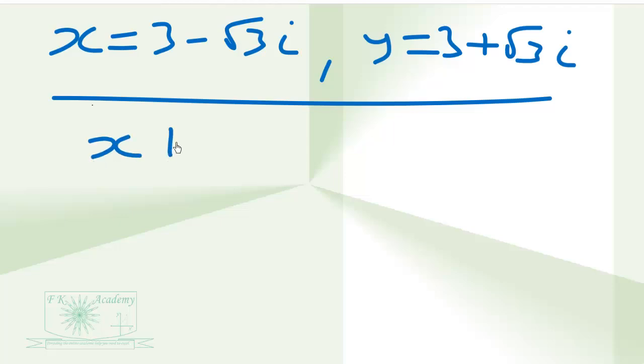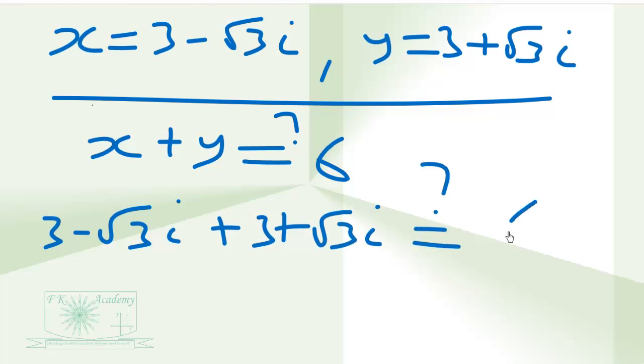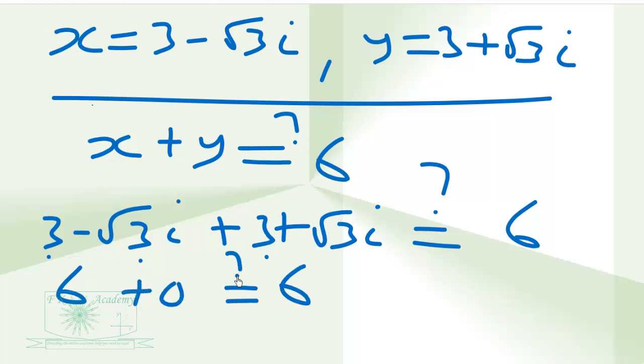So x plus y equals 6. So will 3 minus root 3i plus 3 plus root 3i be equal to 6? So we have 3 plus 3, that will give us 6. Negative root 3i plus root 3i will give us 0. And that is giving us 6. So actually 6 is equal to 6. Now let's check the multiplication.